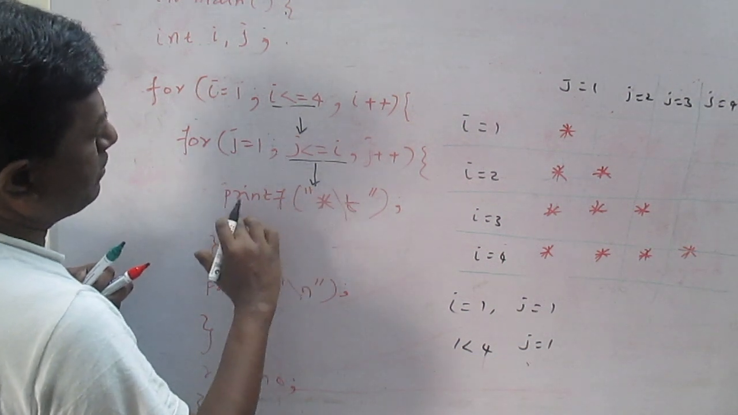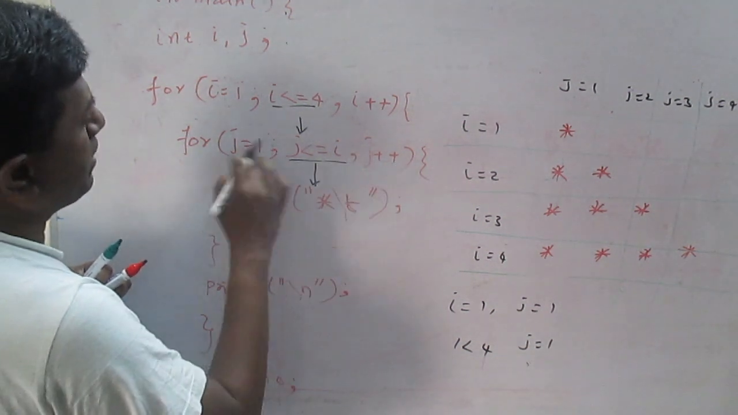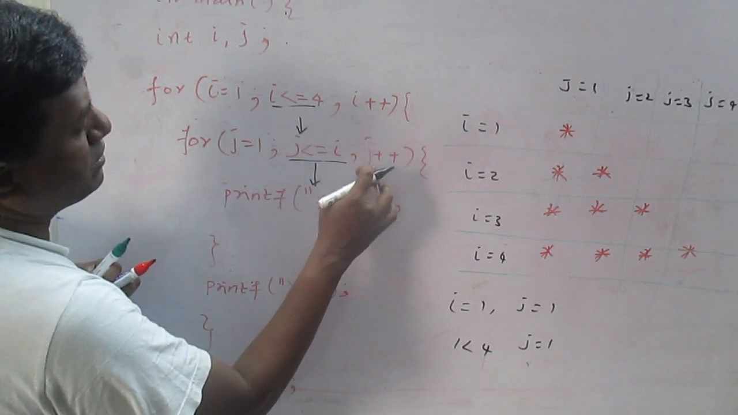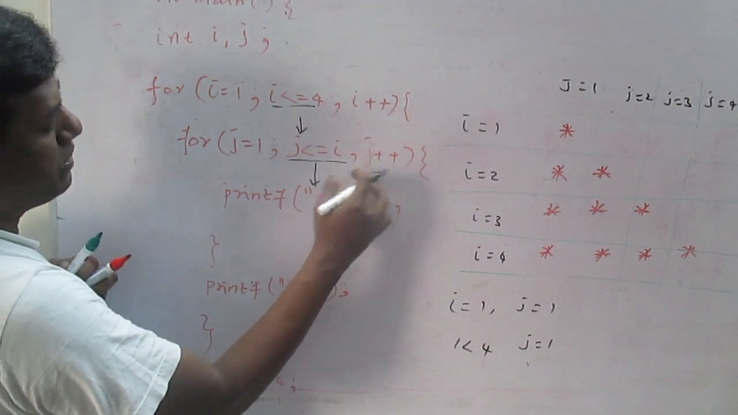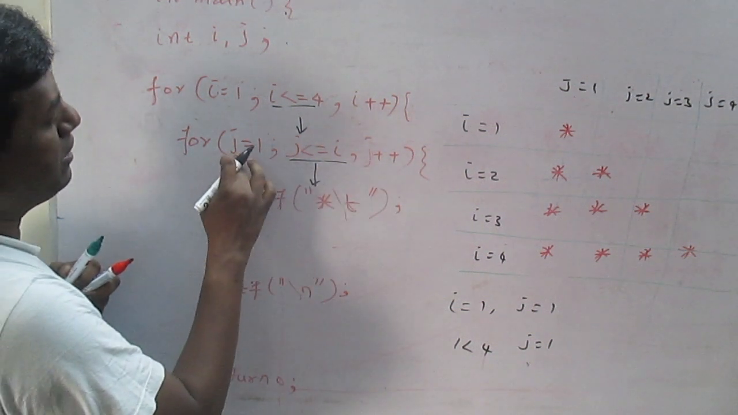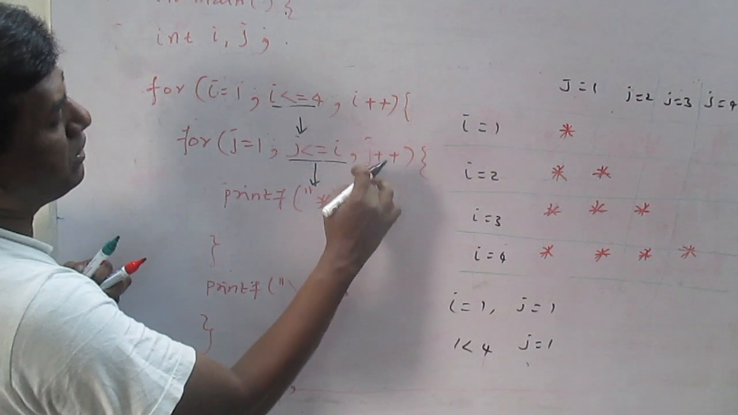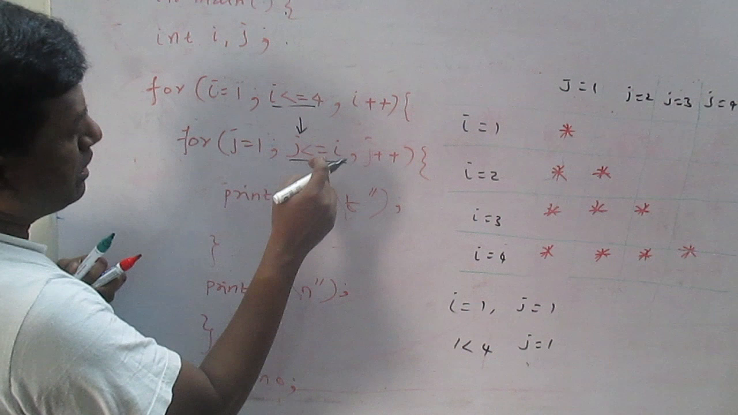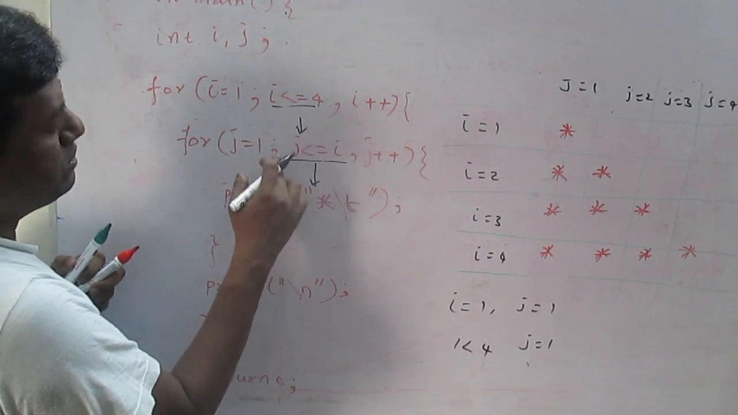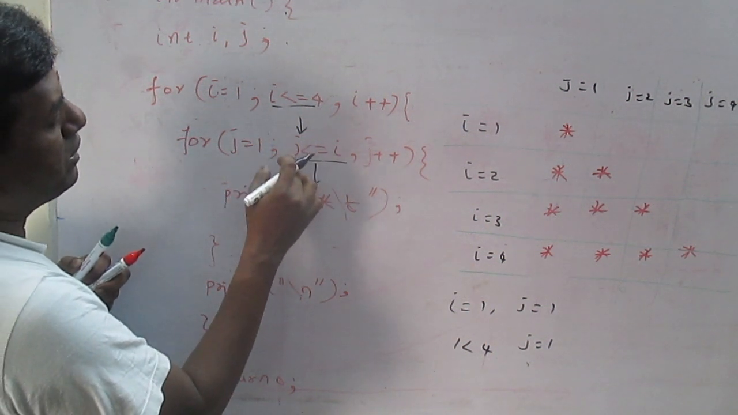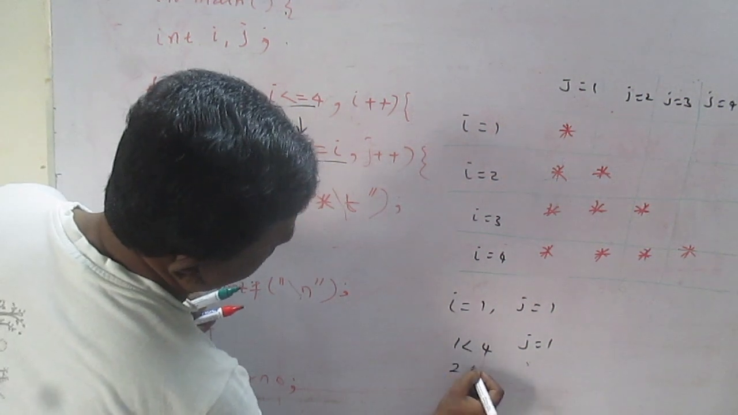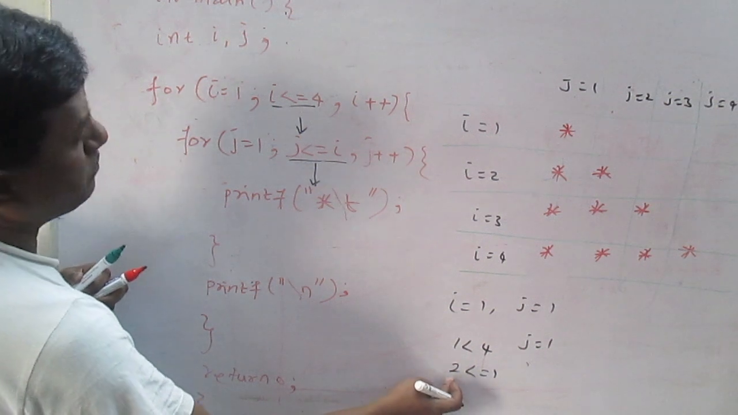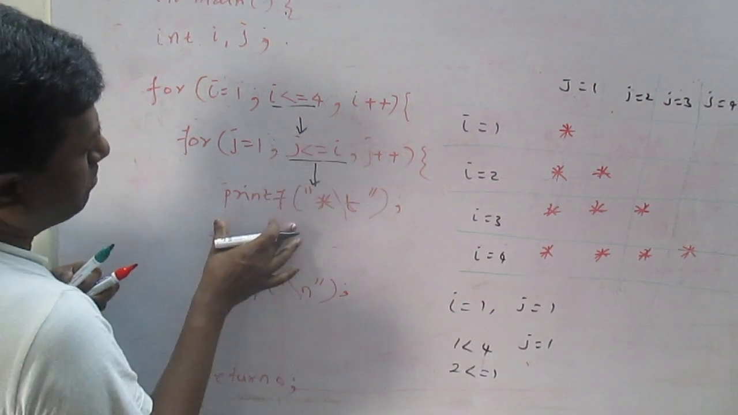Then what happened? After printing this, it will go back to this loop and do the increment. So j plus plus, this is a post increment. Initially j is 1, now it is incremented to 2. So now j is 2. Is j less than or equal to i? 2 less than or equal to 1? The condition fails, condition false. So now it will come out of this loop.